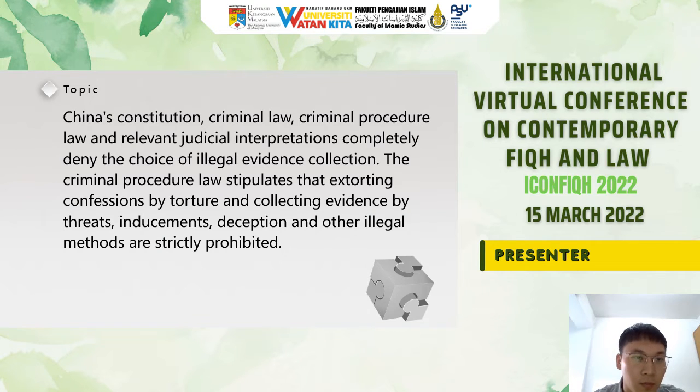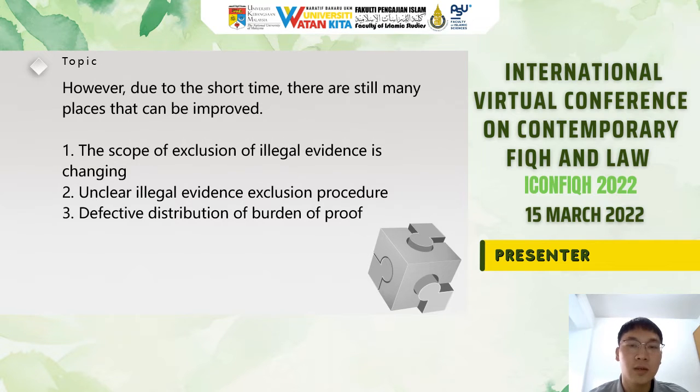Number one, the topic. The Chinese Constitution, criminal law, criminal procedure law, and relevant judicial interpretations completely deny illegal evidence collection. The criminal procedure law stipulates that extorting convictions by torture and collecting evidence by threats, inducements, deceptions, and other illegal methods are strictly prohibited. However, due to the short time, there are still many places that can be improved. Number one, the scope of exclusion of illegal evidence is unclear. Number two, the illegal evidence exclusion procedure is unclear. Number three, defective distribution of burden of proof.